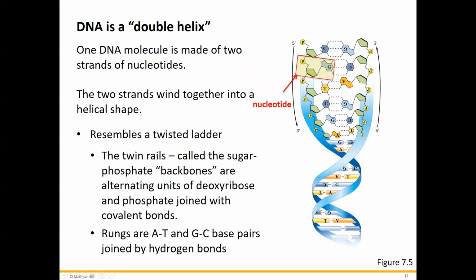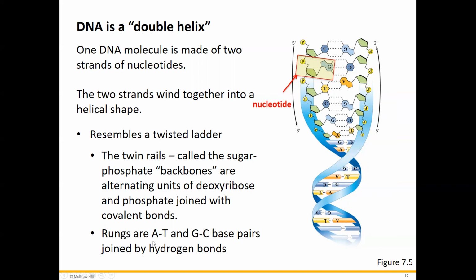So this is one nucleotide, there's one, and the next one, and the next one, and the next one. So you have all these nucleotides bound together. You have the same thing on the opposite strand, and it is said to resemble a twisted ladder with the twin rails being called the sugar phosphate backbone. And if you look, they eventually turn it into this blue ribbon. But notice sugar, phosphate, sugar, phosphate, sugar, phosphate. Same on this side. You can see your phosphates and your sugars. Those are referred to as the backbones of the molecule, and all of it's joined by covalent bonds.